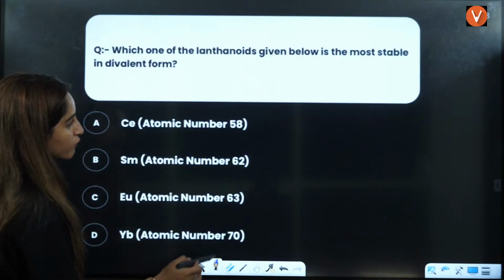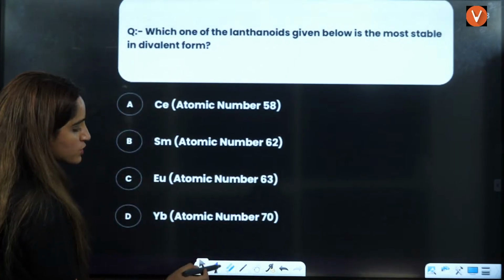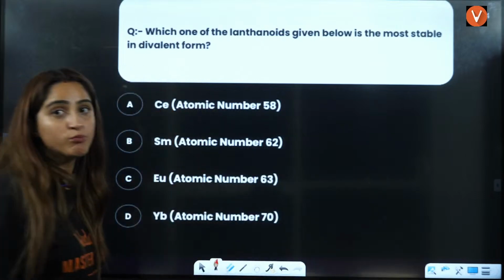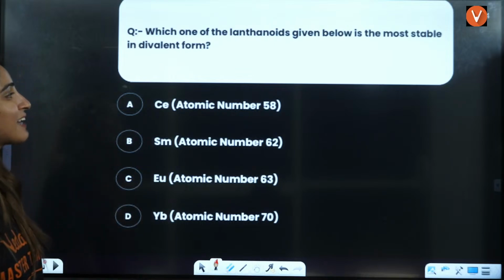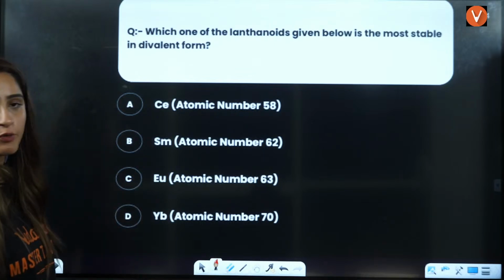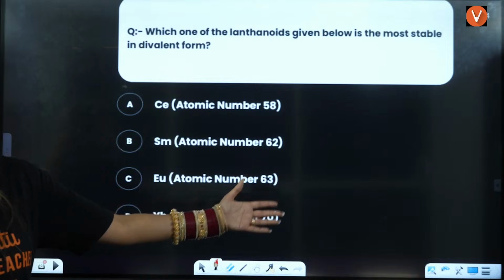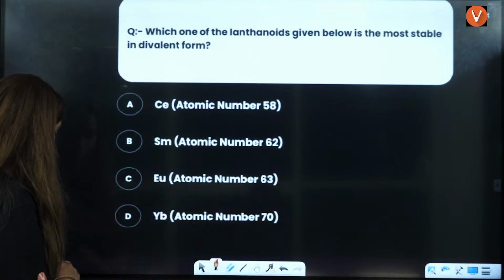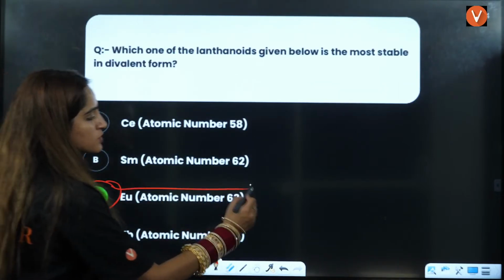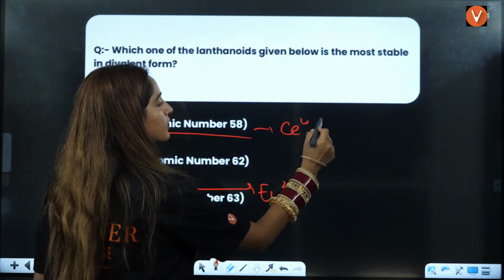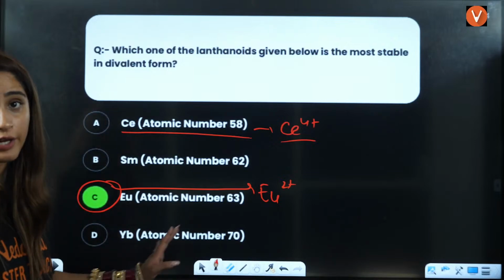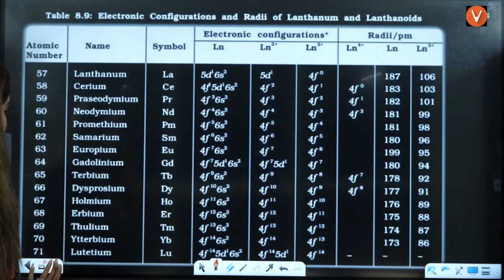Next is, which one of the following lanthanoids given below is most stable? Which of the following is most stable in the divalent state? So it's a very, very simple question, right? I expect you guys to answer this. Europium in the 2 positive state is very stable. Cerium in the 4 positive state is very stable. These are 2 very, very important questions, right?